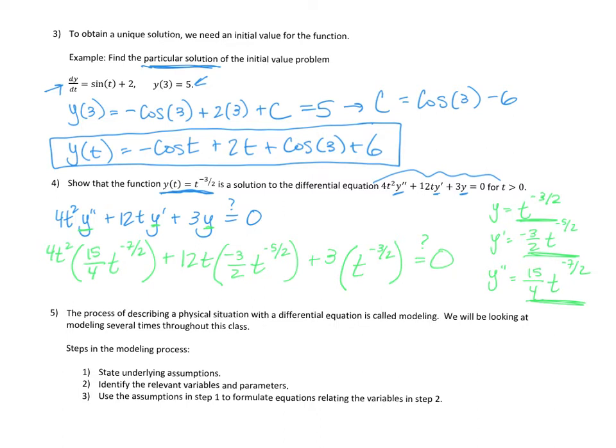Okay, so I'm just going to jump to a new slide and finish this. Differential equation down. I replaced all the y's, y primes, and y double primes with expressions from the given potential solution, and then showed that the equation is in fact true for that function, which means that function, t to the negative 3/2, is a solution.